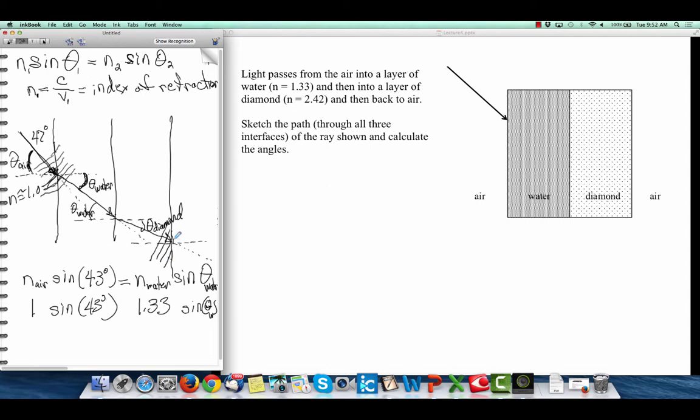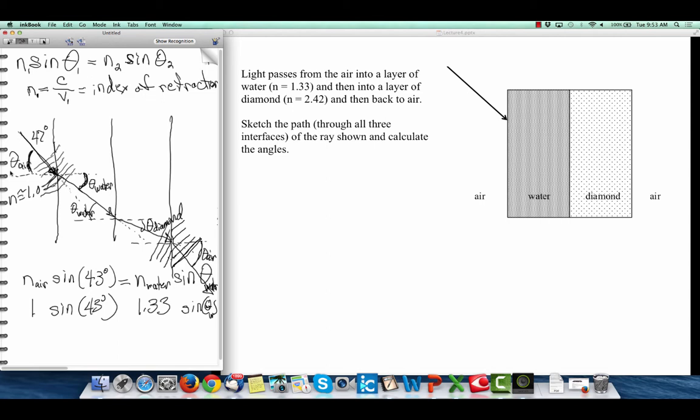So if these waves go faster, then the wavefront ends up getting ahead of where it would have been. And so the new direction, though I'm not very good at drawing these, is still perpendicular to the wavefront. And so this last angle, theta air, if you calculate it, I'm pretty sure you'll find that it is the same as the 43 degrees. It comes out at the same angle it went in at, basically.